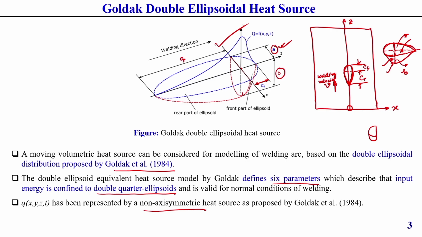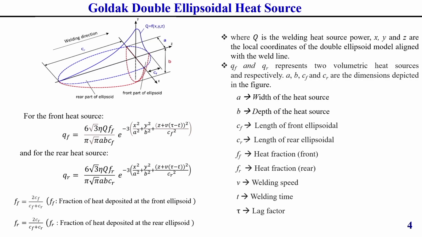So, what parameters are we getting? We are getting 4 parameters from this double ellipsoid geometry. Those parameters are A, B, Cr, Cf. Apart from these 4 parameters, there are another 2 parameters, generally called Fr and Ff. What Fr and Ff are, I will discuss in the next slide. So, what are Fr and Ff?